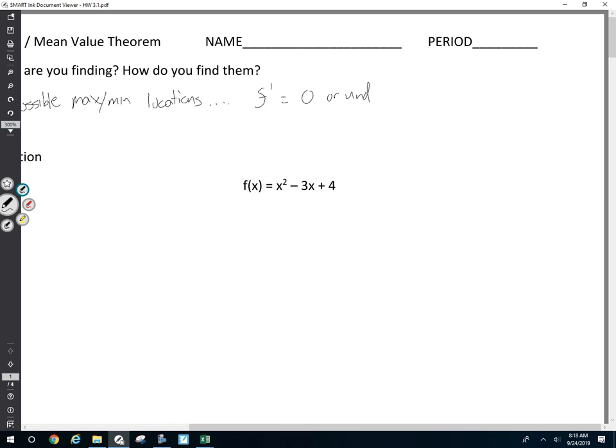All right, next one. This is a parabola. So I know there is a min or a max in a parabola. When I take the derivative, I'll set it equal to 0. Don't forget to see when it's undefined, but undefined is a situation where your denominator equals 0. Since I do not have a denominator, I can just ignore this. So add 3, divide by 2, 3 halves.